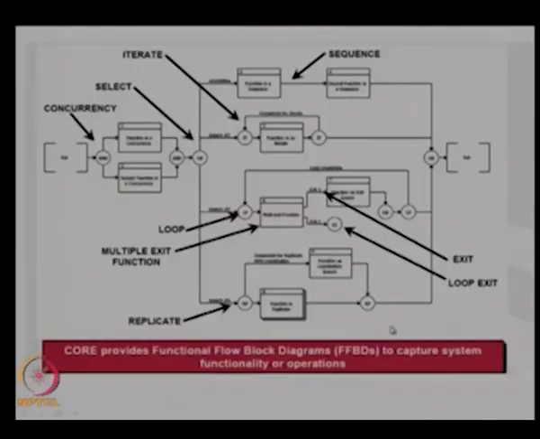For example, if you look at the functional block diagram, FFBD, you can see that there are functions like AND, OR, iterations and exit. These all tell you what actually happens in this particular function, which functions are to be executed parallelly or together, which functions are to be executed serially using AND or OR blocks, or which need to be iterated multiple times. All those things can be easily represented using this diagram. So CORE provides you the facility to model the behavior of the system in this format using FFBD.